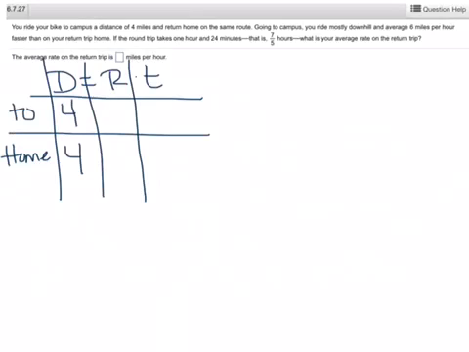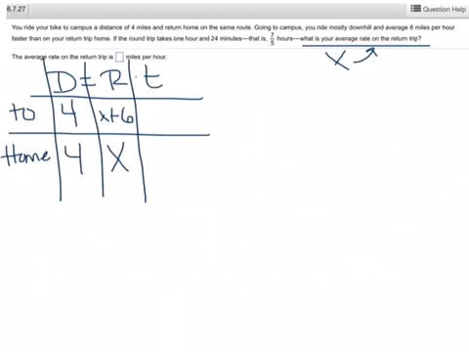In the next sentence it says that we average 6 miles an hour faster going to campus than we do on our return trip home. If the return trip home is just x miles an hour, then going to campus should be x plus 6. This makes sense because our problem is asking us to find the average rate on the return trip, so it's nice to have that be x.